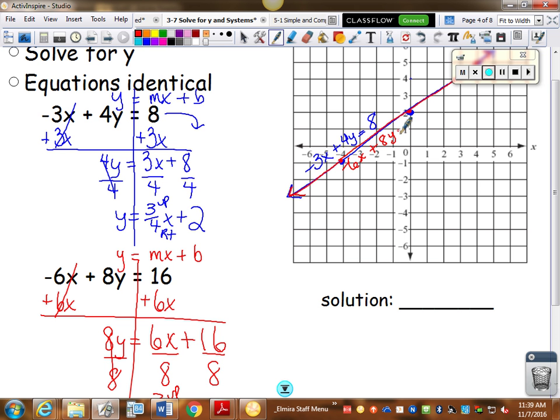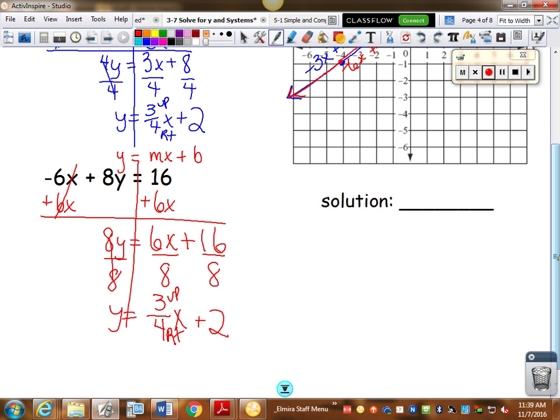-6x plus 8y equals 16. Well, those equations don't look anything alike, except when I solved them for y and simplified that fraction, they were exactly the same. And when I went to graph them, they were right on top of each other.